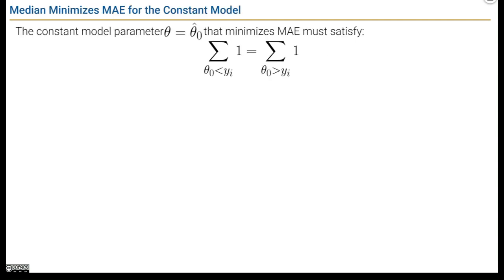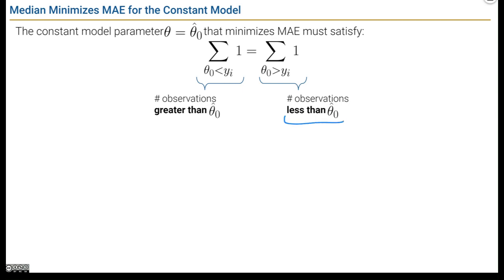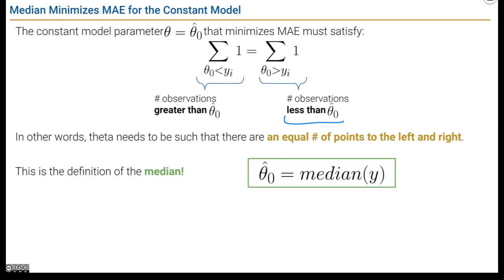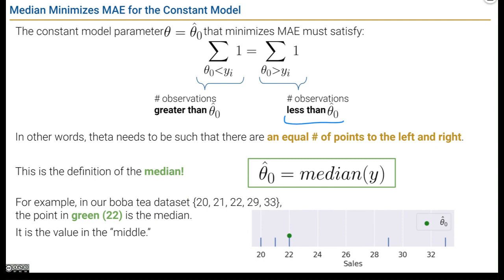All right. The constant model parameter that minimizes my mean absolute error must satisfy this. That's where we've gotten to so far. And what does this mean? This is the number of observations greater than the prediction and the number of observations less than the prediction. If I need those two to be equal, well, that means I need an equal number of points to the left and to the right. That's actually the definition of the median. So in our example, the point in green is our median. It's the value in the middle. And that's how we ended up with 22.